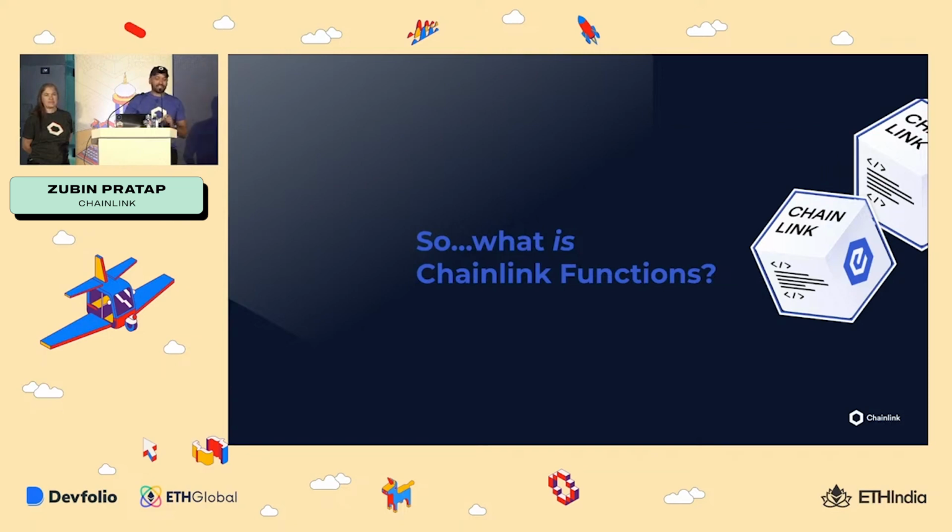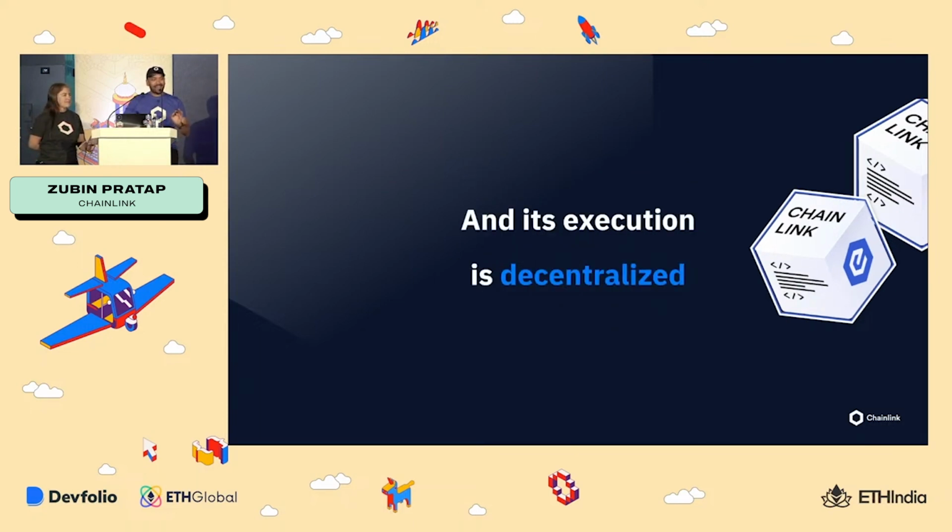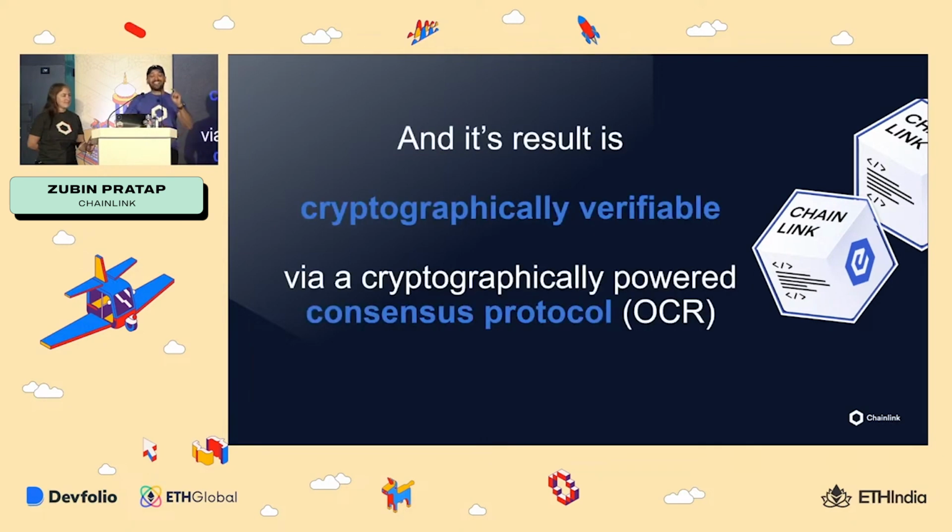So going back to the AWS Lambda and Google Cloud Functions metaphor in your head, if you like. We at Chainlink started to say, well, what if we could run absolutely any arbitrary code that you wrote? Any code, okay? And the execution of that code that you've supplied, let's say in JavaScript, is decentralized. So you get decentralization of the execution of that JavaScript code. And the result of that execution is cryptographically verifiable through the Chainlink consensus protocol known as OCR, right?